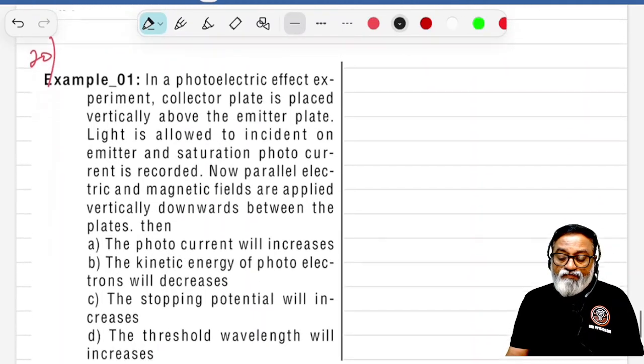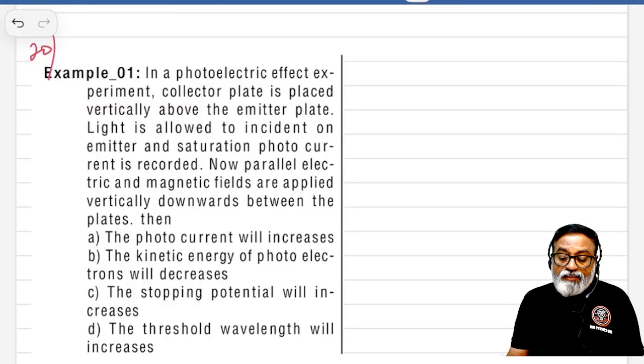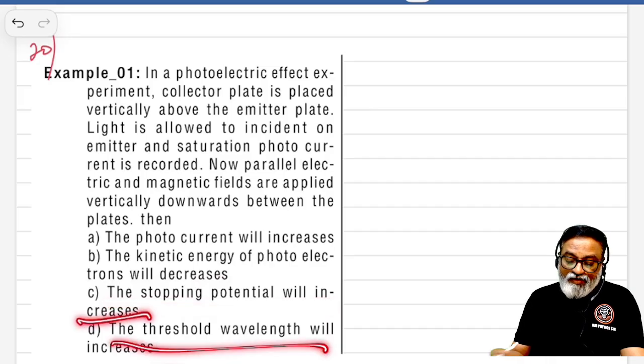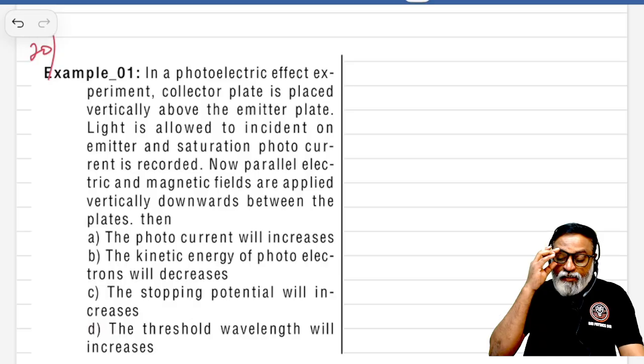In a photoelectric effect experiment, collector plate is placed vertically above the emitter plate. Light is allowed to be incident on an emitter and a saturation photocurrent is recorded. Now, parallel electric and magnetic fields are applied vertically downwards between the plates. Then photocurrent will increase, the kinetic energy of photoelectrons will decrease, the stopping potential will increase, the threshold wavelength will increase.